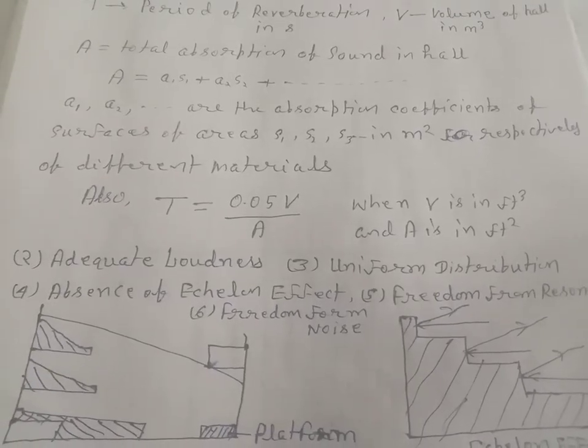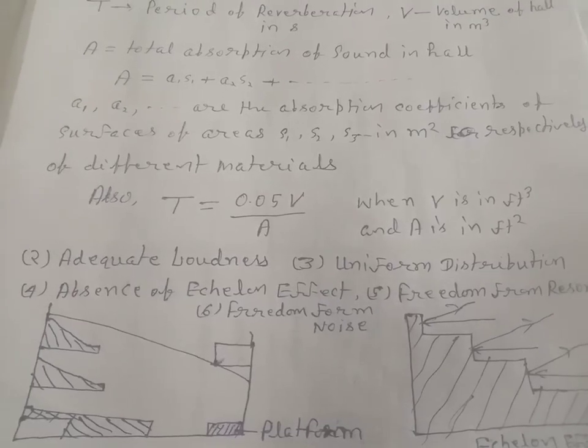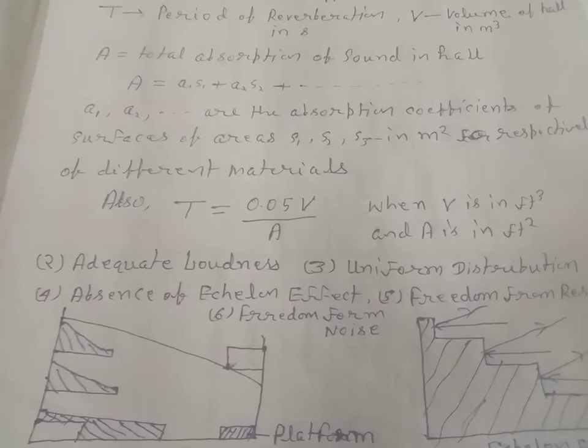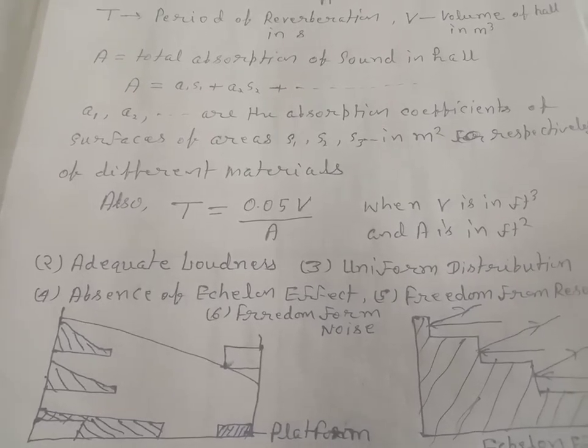Define the absorption coefficient of a surface as the ratio of sound energy absorbed by the surface to that absorbed by an open window. The open window is a perfect absorber as it reflects no sound at all.